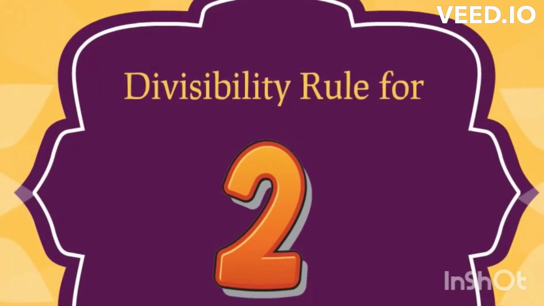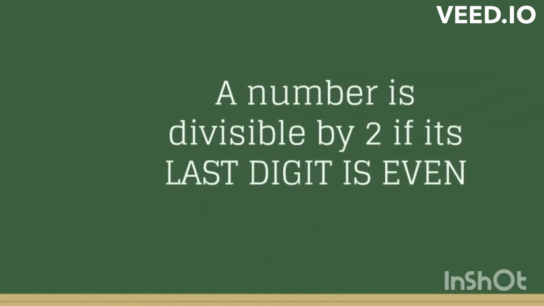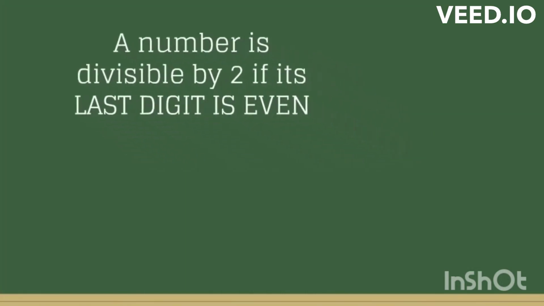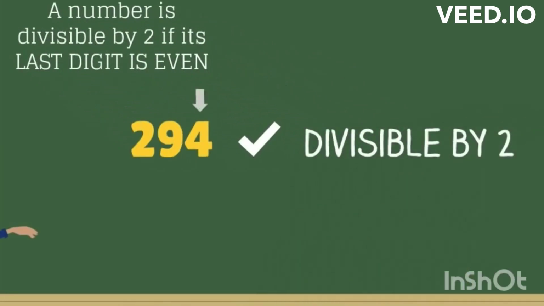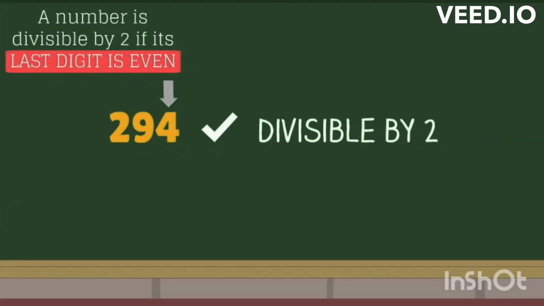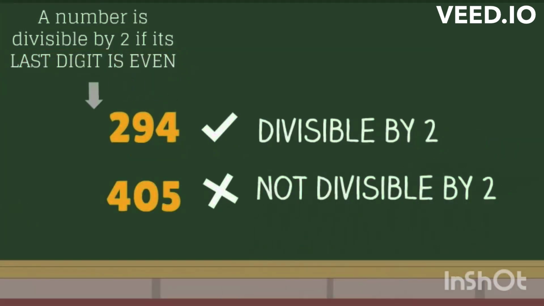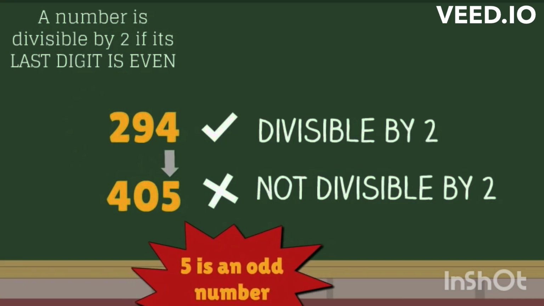Divisibility rule for 2. A number is divisible by 2 if its last digit is even. For example, 294 is divisible by 2 because 4 here, which is the last digit, is an even number. On the other hand, 405 is not divisible by 2 as its last digit is 5. It is an odd number.